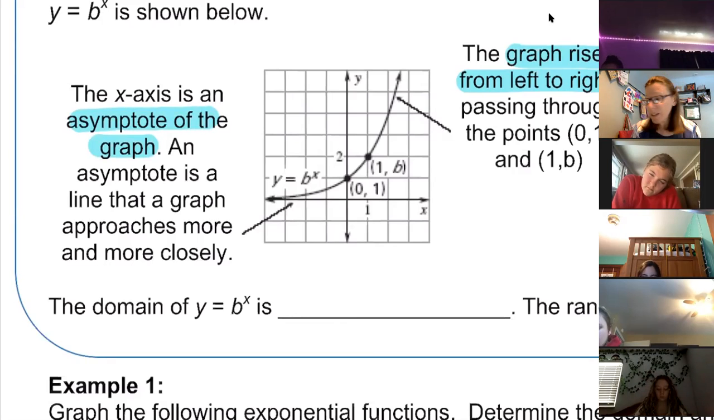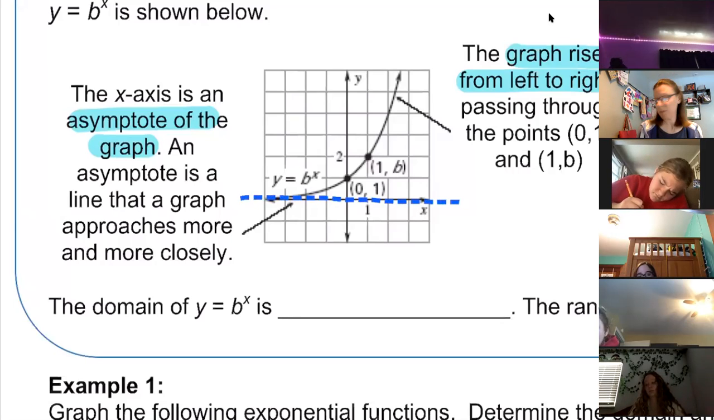And Notability now has a dashed line option. It was part of the new update. So if you've updated Notability, you can choose now the style of your pen. And when we graph these asymptotes, we're going to be graphing them as dashed horizontal lines. And that dashed horizontal line is the x-axis. So that's going to be this barrier line that the graph gets closer and closer to, but it's going to just skim along this barrier line. So our graphs will have these asymptotes in them.